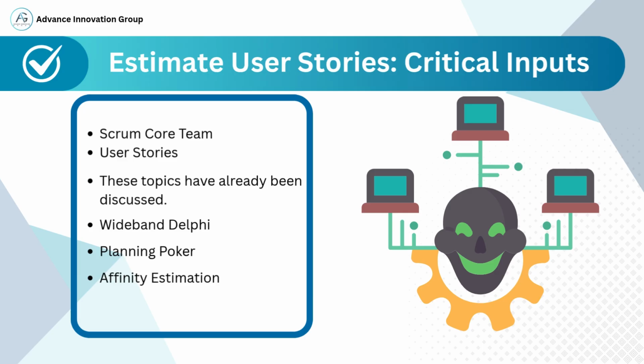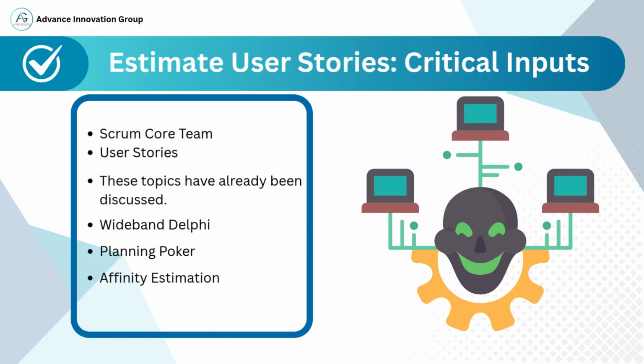This slide focuses on the critical inputs and tools used when estimating user stories in Scrum. We begin with the Scrum core team, which includes the product owner, Scrum Master, and development team. These individuals bring in both technical and business perspectives to provide meaningful estimates. Next, we have the user stories themselves. These are already defined and elaborated in earlier steps, and are now ready to be estimated based on the effort and complexity involved.